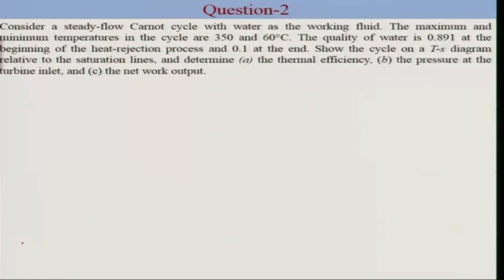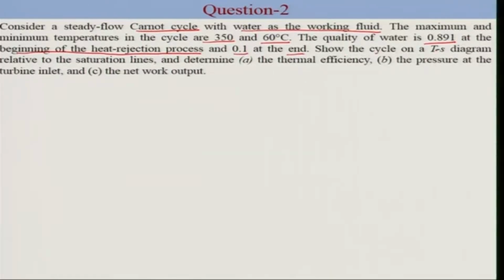Consider a steady flow Carnot cycle with water as the working fluid. The maximum and minimum temperatures in the cycle are 350 and 60 degrees centigrade. The quality of water is 0.891 at the beginning of the heat rejection process and 0.1 at the end.